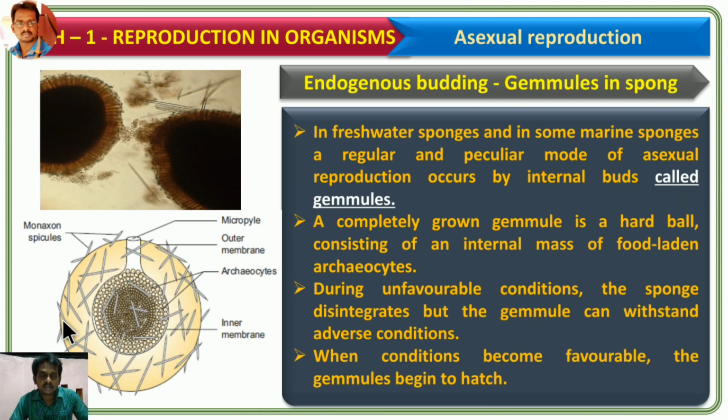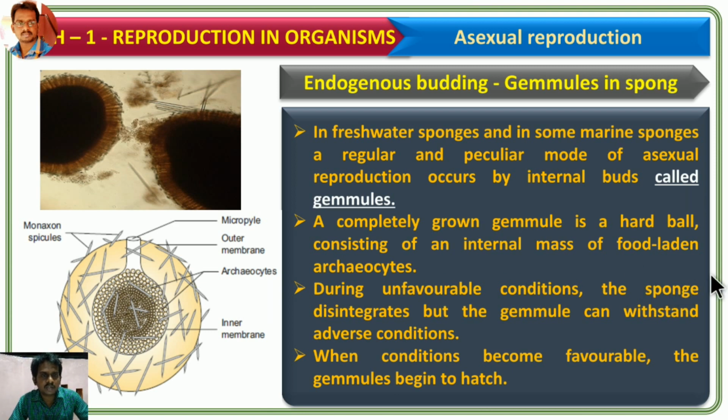So budding is nothing but a process of formation of a small outgrowth from the parent body. There are two kinds of budding: one is exogenous budding, another is endogenous budding. Exogenous budding is normally seen in Hydra and Leucosolenia sponges, and endogenous budding is seen in Noctiluca and sponges.